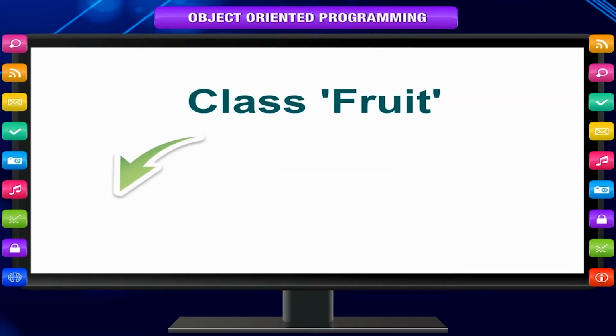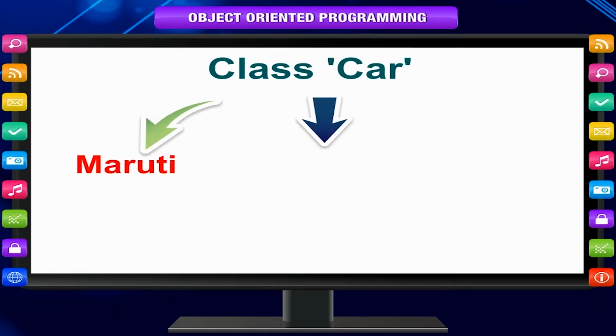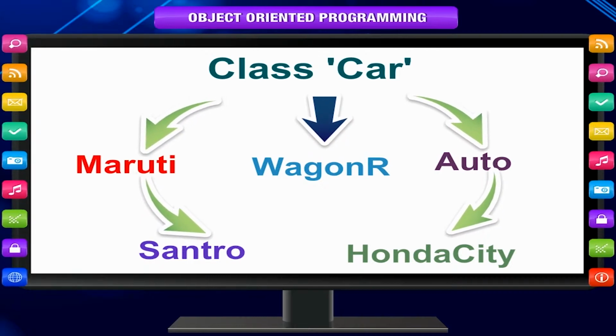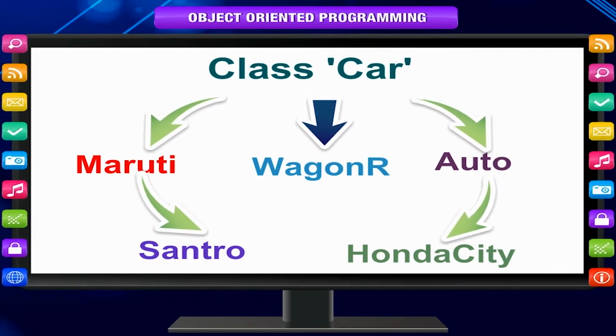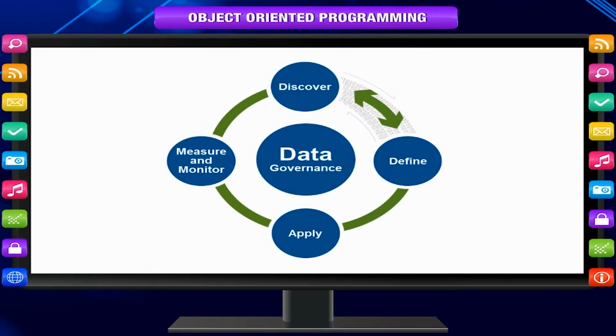Class. A class is a collection of objects of similar type in the real world. For example, mango, apple, and orange are members of the class fruit. In the same way, Maruti, Wagon R, Alto, Santro, and Honda City belong to the class car. A class in an object-oriented programming language is a blueprint or prototype from which objects are created. A class defines the attributes, shape or state, and behavior of a real-world object. Once a class has been defined, it becomes a user-defined data type, and we can create any number of variables or objects of that type.